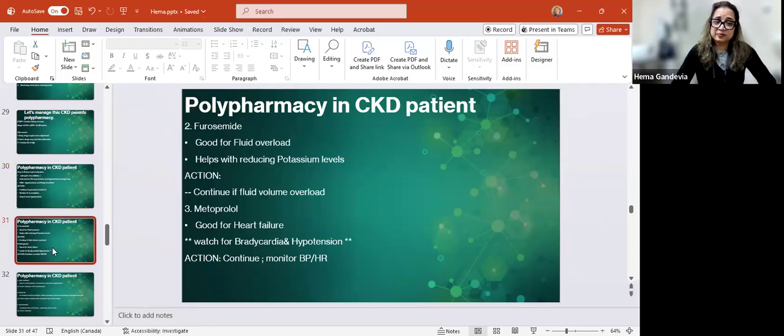Next, furosemide. It's good for him to take care of his fluid overload. It helps with some potassium level clearance. So we're going to continue this drug if fluid volume overload is an issue. Third drug, metoprolol. It is good for his heart failure, as is indicated, but we have to watch out for bradycardia and hypotension. We continue the drug and monitor the blood pressure and heart rate.